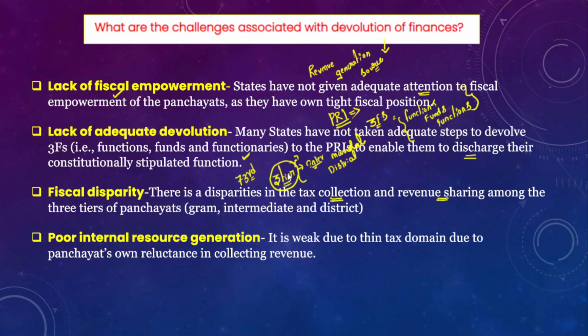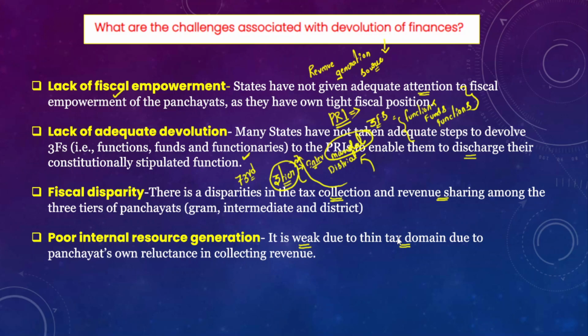There's a fiscal disparity because mostly the funds are given either to the village level Panchayati Raj institutions or at the district level. Generally, the block level institutions are largely neglected in terms of fiscal resource distribution. And if you look at the internal resource generation structure of the Panchayati Raj institutions, it is weak, because the tax domain is thin, so they do not have adequate tax generating sources at the village level.